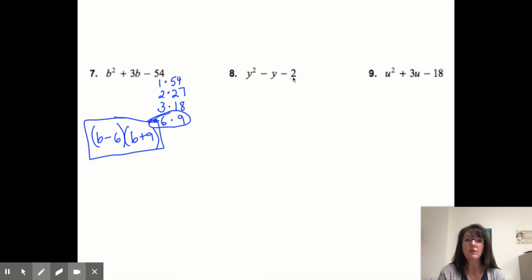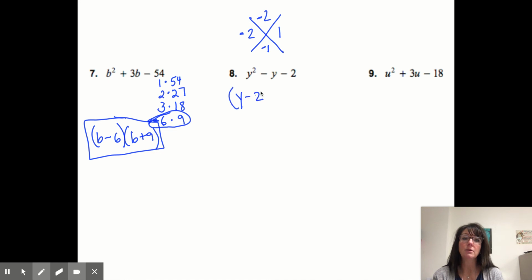Okay, for number 8, I'll do this little diamond pattern above it. We're looking for factors of negative 2 that sum to negative 1. The factors of 2 are going to be 2 and 1. And since the sum has to be negative 1, remember we want the highest absolute value to be negative. So that makes this one negative. So we get y minus 2 and y plus 1 would be our factors.